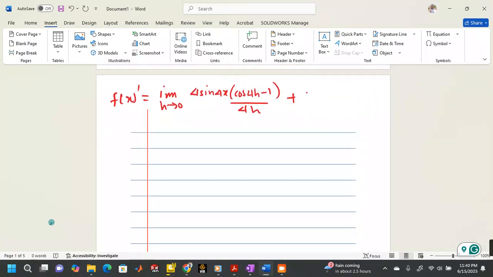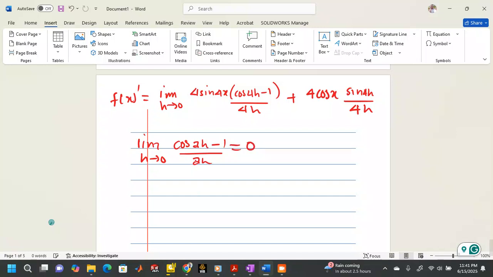Plus, so here there is 4 cos x, then sine 4h over 4. So here we were just trying to bring this sine function and the cosine function into standards. So the standards are these: limit as h approaches 0. If you have a function (cos ah minus 1) over ah, this function will give you 0.